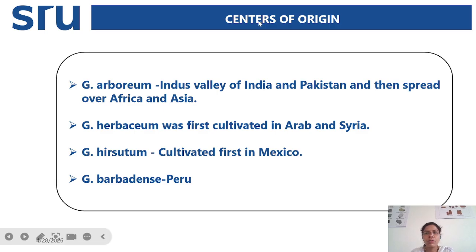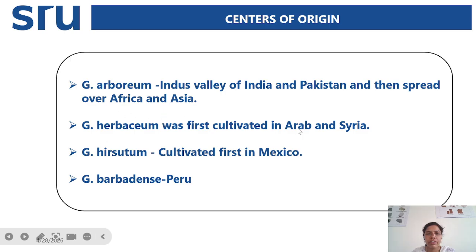And next we'll discuss the centers of origin. In cotton, we have four different types of species: Gossypium arboreum, Gossypium herbaceum, Gossypium hirsutum, and Gossypium barbadense. Gossypium arboreum evolved from the Indus Valley of India and Pakistan, and then spread over Africa and Asia. Next is Gossypium herbaceum.